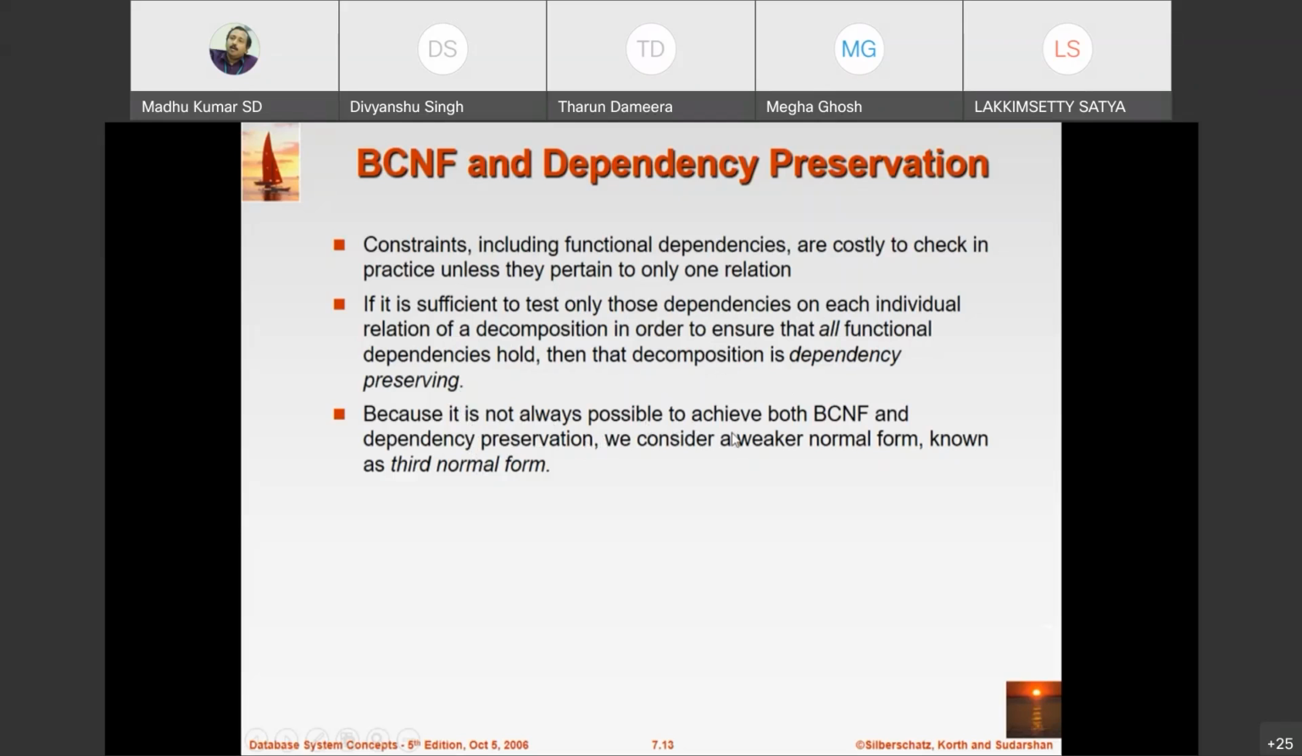Because it is not always possible to achieve both BCNF and dependency preservation, we consider a weaker normal form, which is called third normal form, or 3NF. So the last bullet is very important when we go for 3NF. In situations where you are not able to achieve dependency preservation and BCNF, you may go for a weaker version of normalization, which is third normal form.